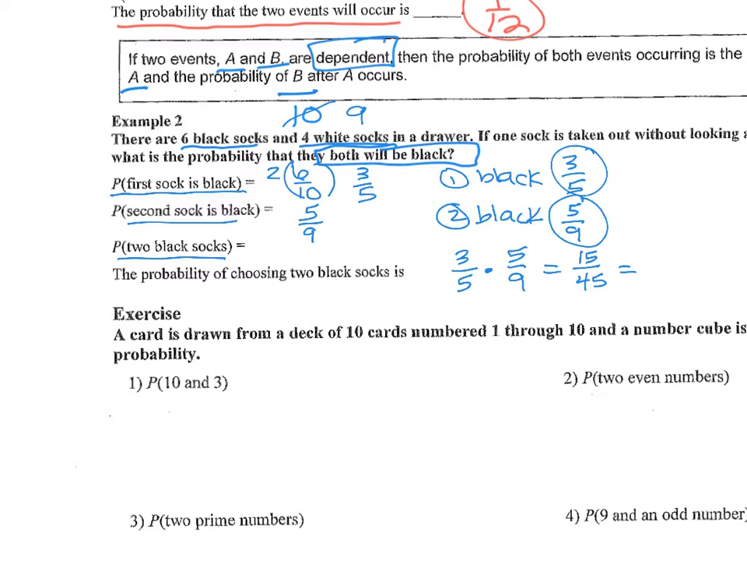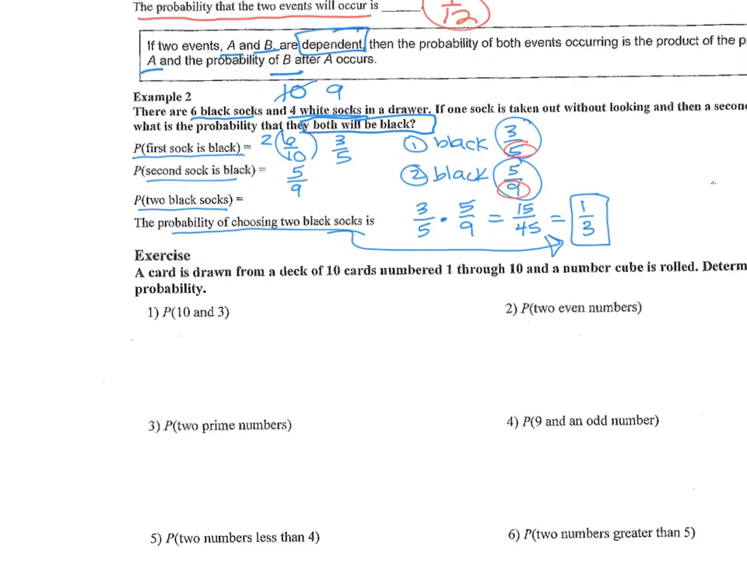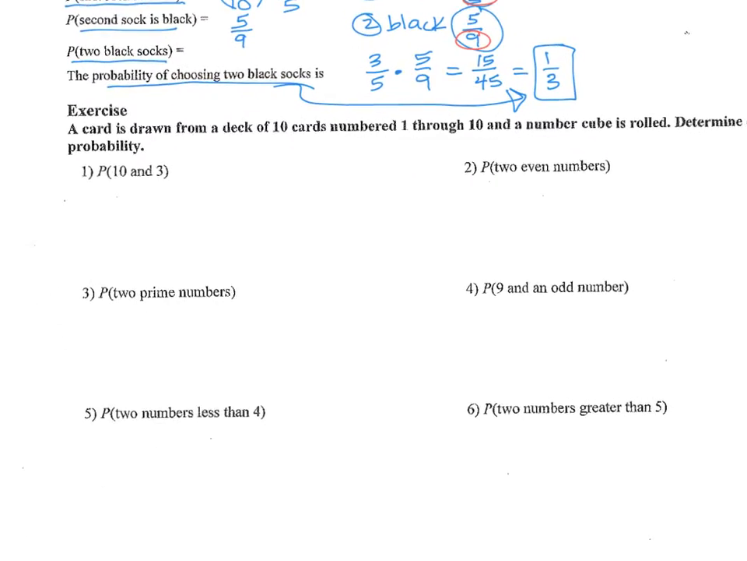1/3, 1/3, 3/15, and then you can go down one more time, 1/3. So the probability of choosing 2 black socks is 1/3. That's what it means by dependent. Your second fraction depends on whatever happens the first time. So our total number decreased and our number of black socks decreased. This will make more sense the more practice we do.